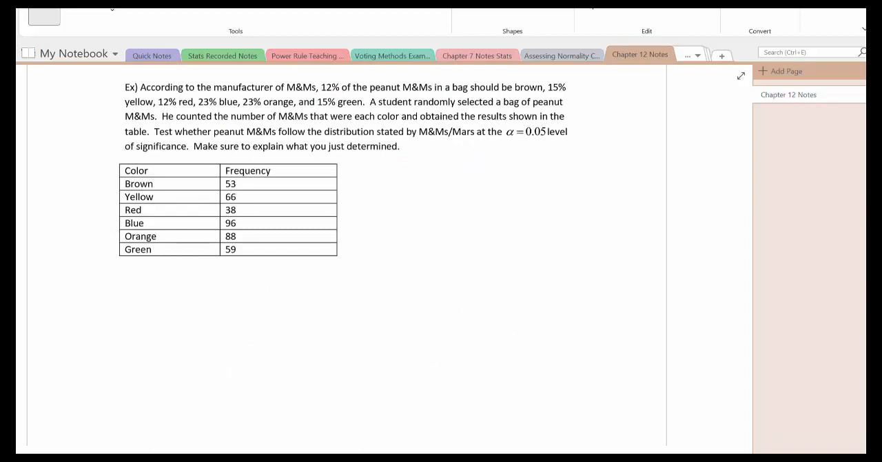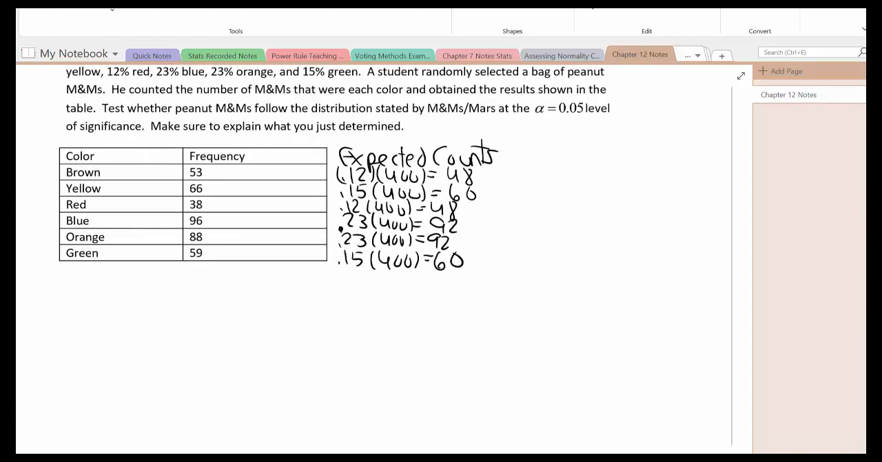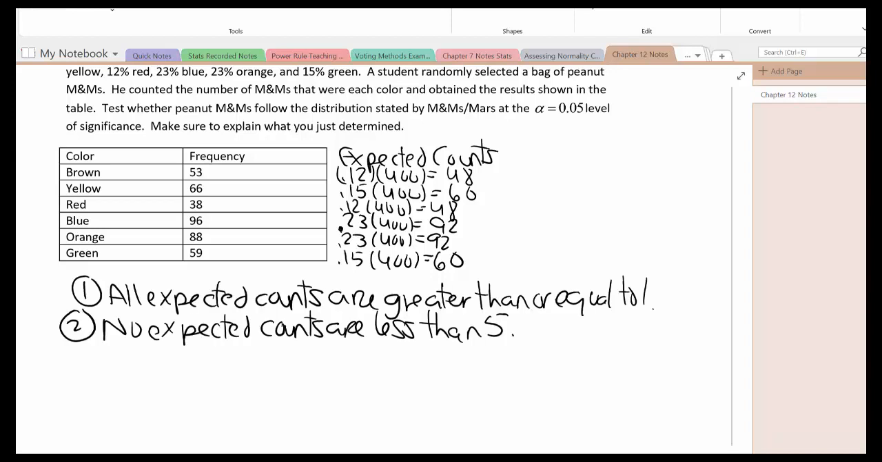Okay, let's go back to our peanut M&M example. Now, before anything else, I need to be able to write the expected counts. So I'm going to rewrite the expected counts for this problem again below. Okay, so those are written below. Now, let's go through the requirements. Number 1, all expected counts are greater than or equal to 1, and none of these expected counts are less than 5. That's good news for us. So let's write out the conditions now.